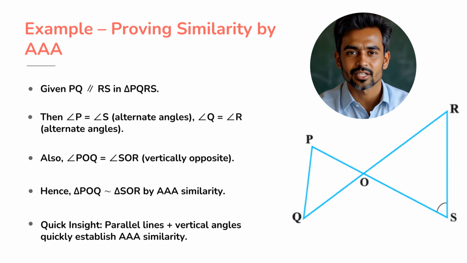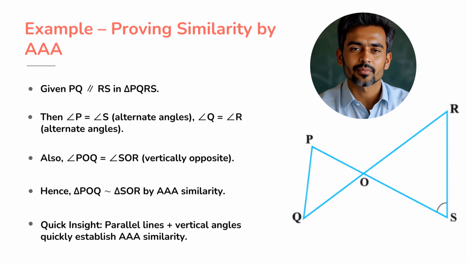The angle P is equal to angle S because they are alternate angles. These angles are formed when a transversal crosses parallel lines. It's like how train tracks make equal angles with the ground on both sides. Similarly, angle Q is equal to angle R because they are alternate angles too.